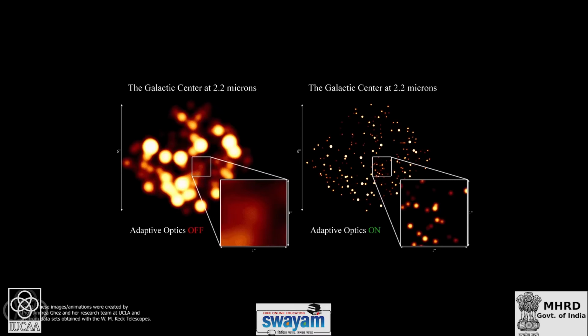And as you can see, without adaptive optics it is very difficult to make out the images of the individual stars there, whereas in the one with adaptive optics you can see the individual stars, and then these are repeatedly observed every few days to find their orbits.